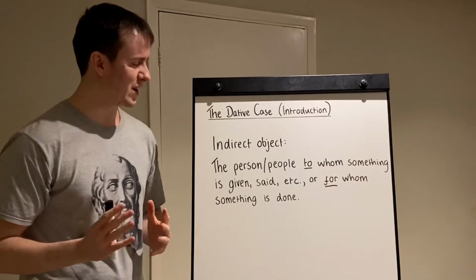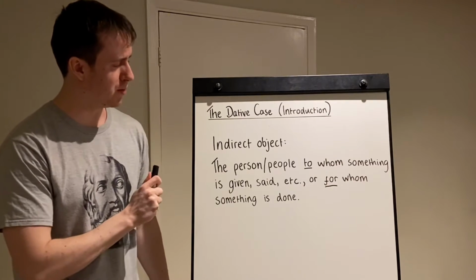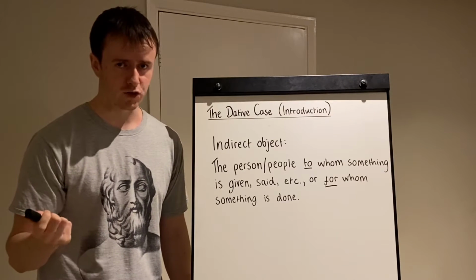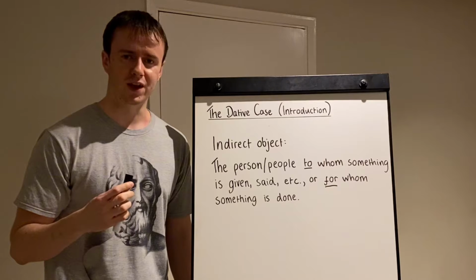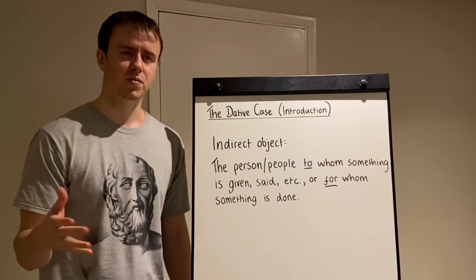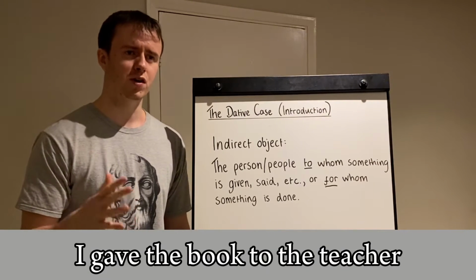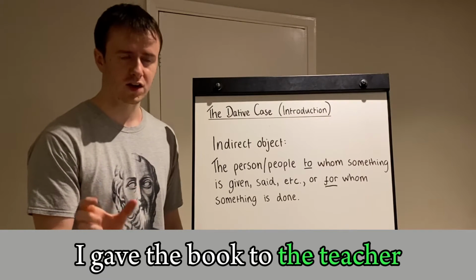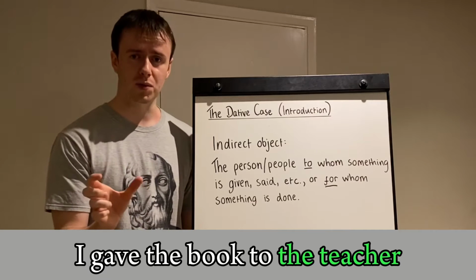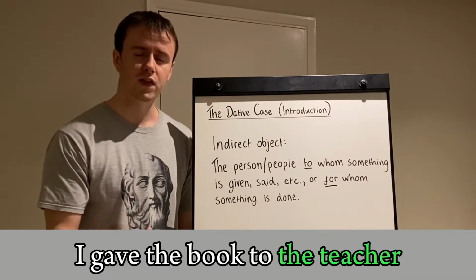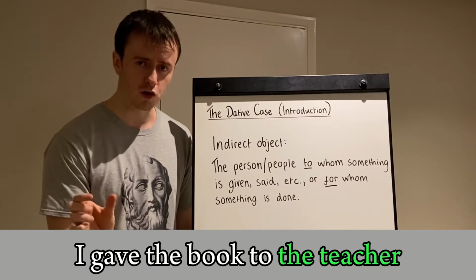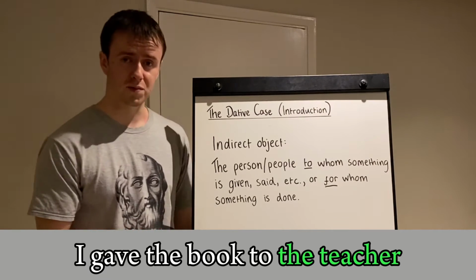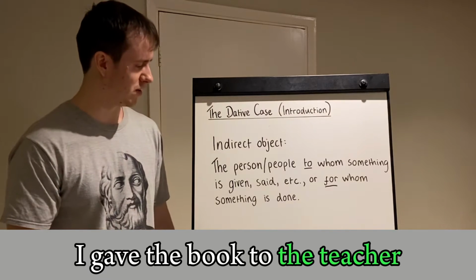Okay, so the indirect object is the person or the people to whom something is given, said, etc., or for whom something is done. So to illustrate, if you said, "I gave the book to the teacher," the teacher would be the indirect object, and in Greek, the teacher would simply go in the dative case. There wouldn't be a separate word for "to". You would just put the teacher in the dative, because the dative can be used to indicate the indirect object.